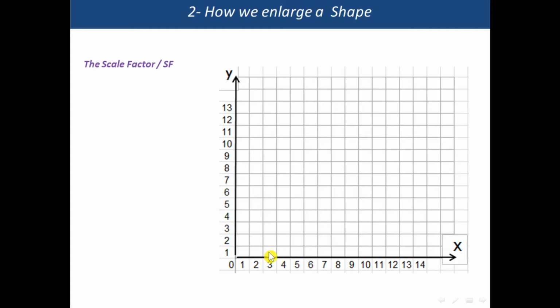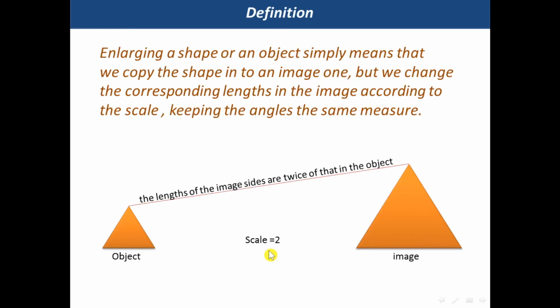Now we shall see, by the way, here the angles, as you see, 60, 60, 60, stay 60, 60. The angles did not change. The measure of the angles did not change. It will stay 60 degrees. Only the length, the measure of the length, changed from 2 to 4 according to the scale, but the angles stay the same.